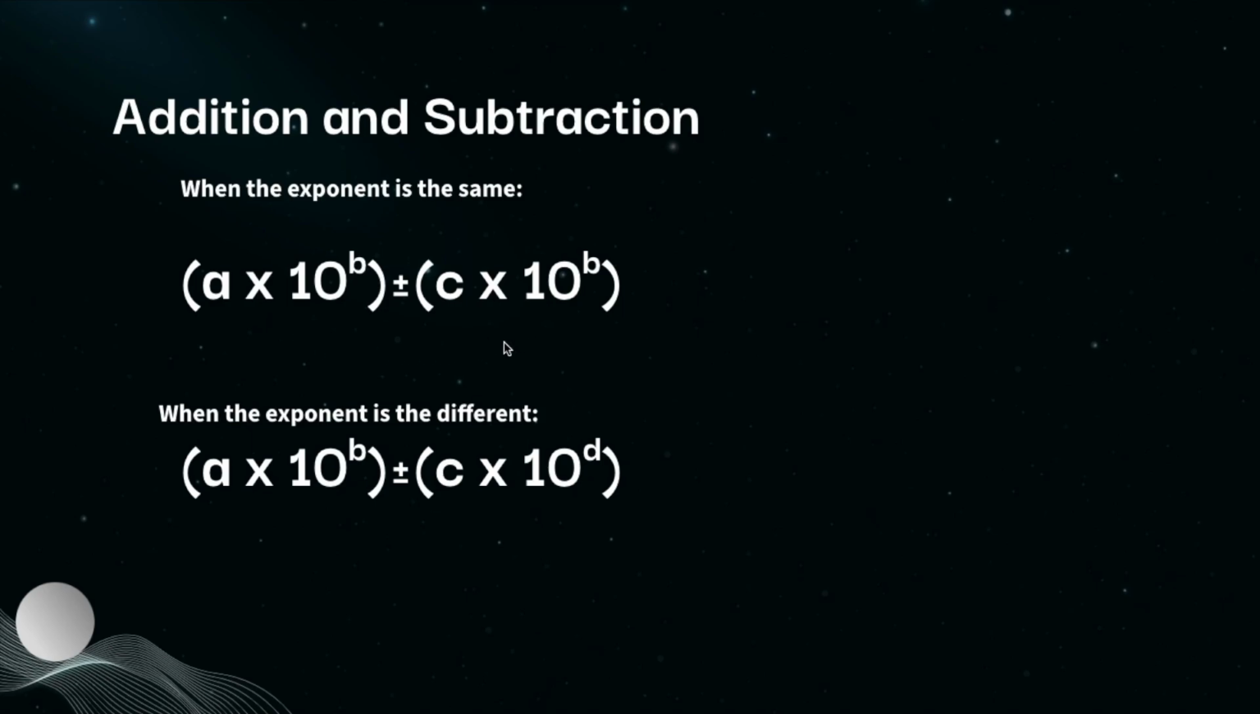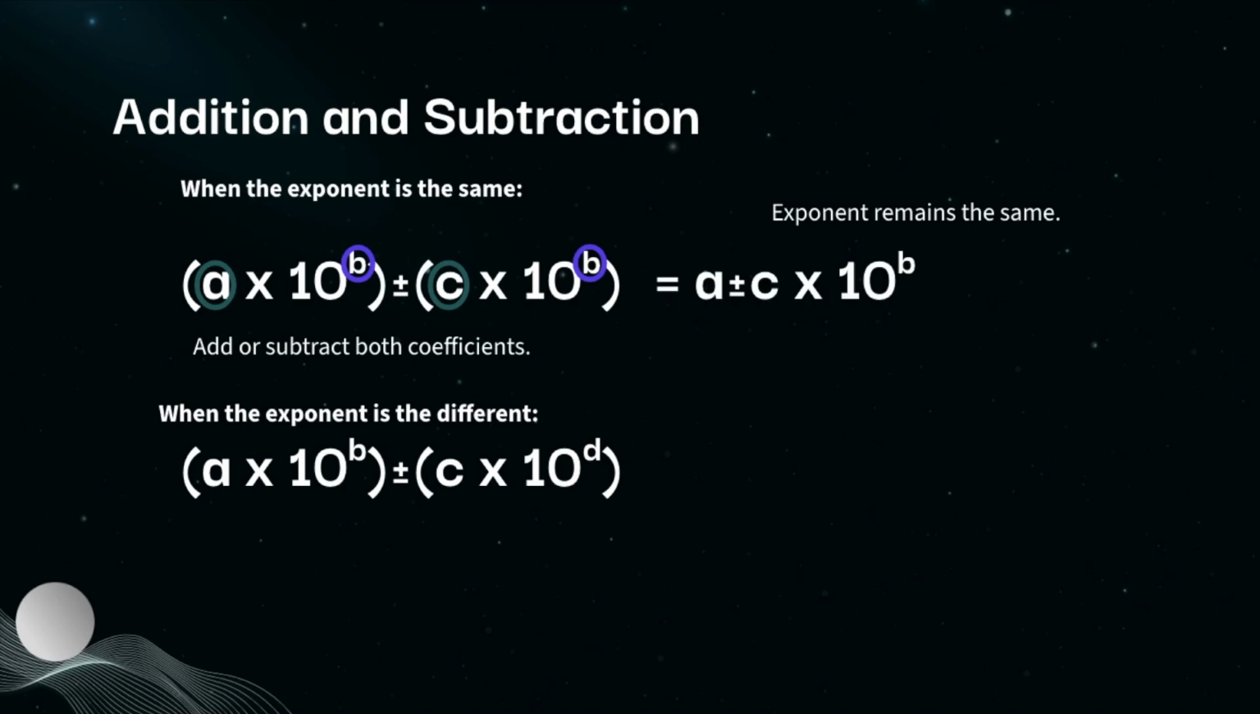Here, on the first one, we can see the exponent is the same. So we have the coefficients, which we just have to add, and the exponents, which are the same, just remain the same. This is what it would look like. You add or subtract both coefficients and the exponent remains the same. Now, what if the exponent is different?